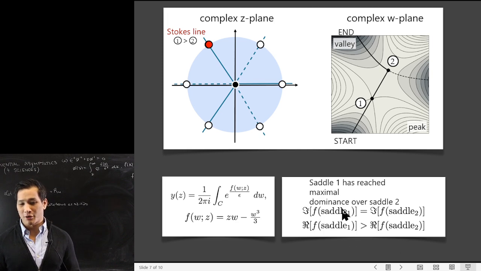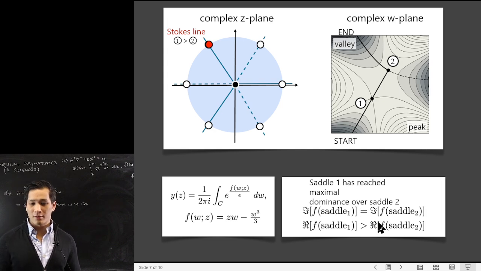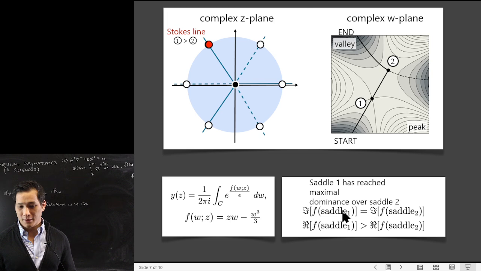The imaginary part of f evaluated at the first saddle is equal to the imaginary part of f evaluated at the second saddle, and this is the constant phase line. This is the path of steepest ascent or descent. And then the secondary criteria is guaranteeing that it's a path of steepest descent, that the real part of f at the first saddle is greater than the real part of f at the secondary saddle. Okay?